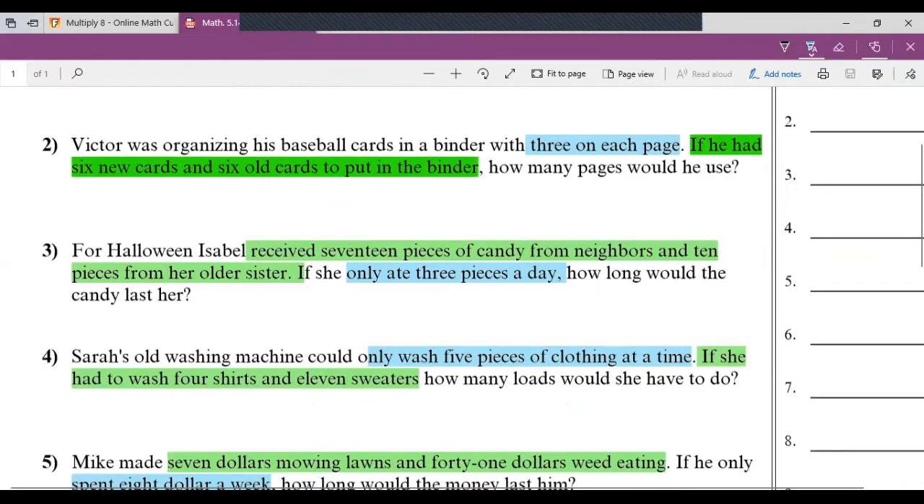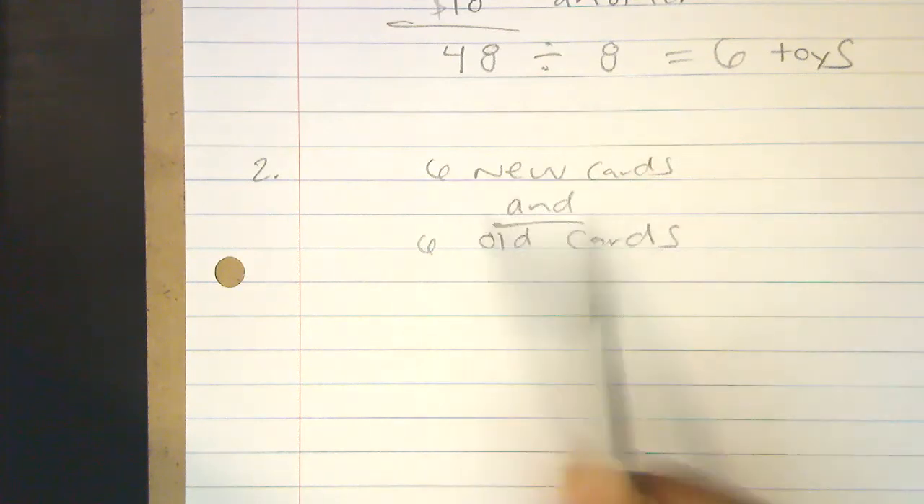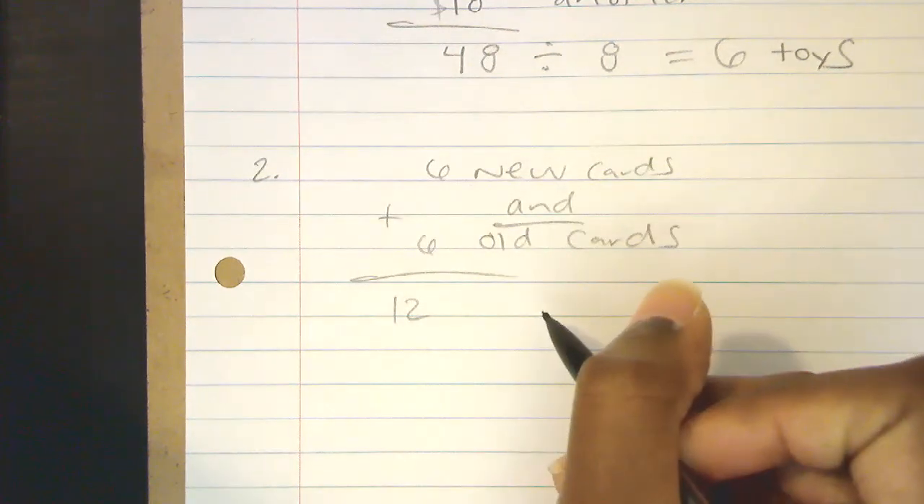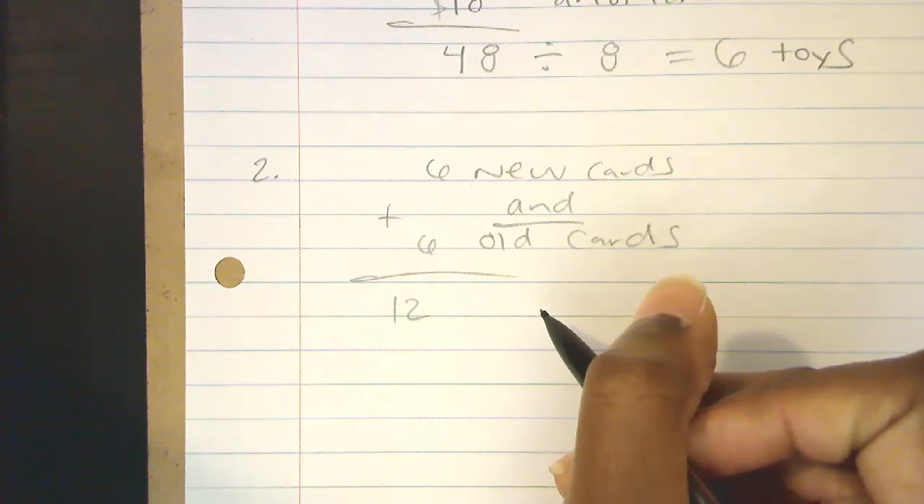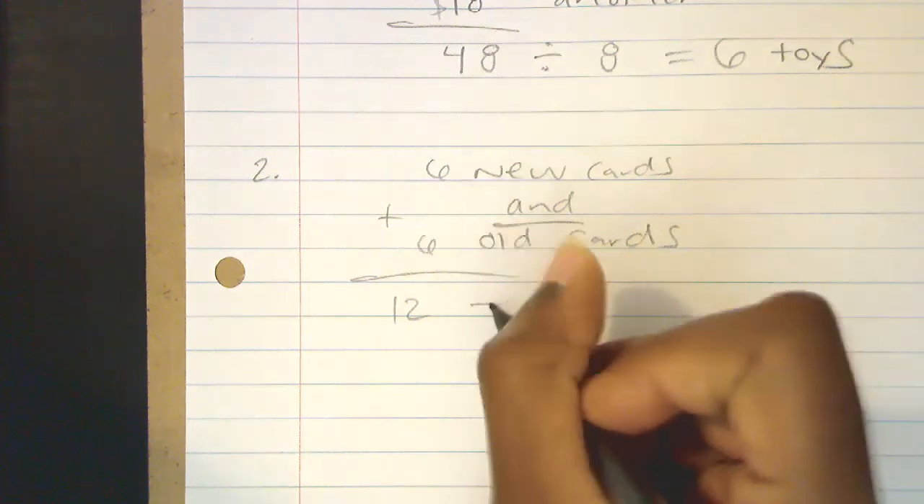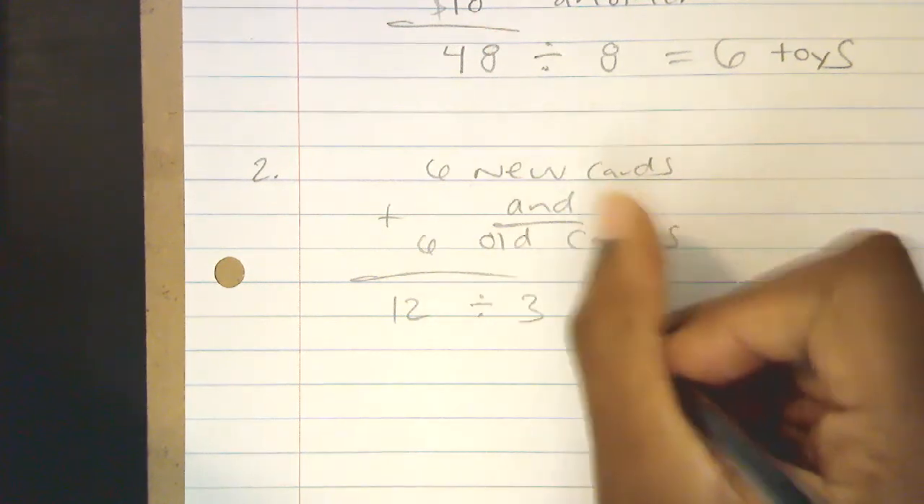All right, number 2, it says Victor was organizing his baseball cards in a binder with 3 on each page. If he had 6 new cards and 6 old cards to put in the binder, how many pages would he use? All right, so breaking down that information, we have 6 new cards, and I told you about that keyword "and," 6 old cards. Okay, so 6 plus 6, that's what we're going to do, equals 12, but we're not done here. It says Victor was organizing with 3 on each page. So that's 12 cards with 3 among 3 on each page. So 12 divided by 3, we know equals 4.